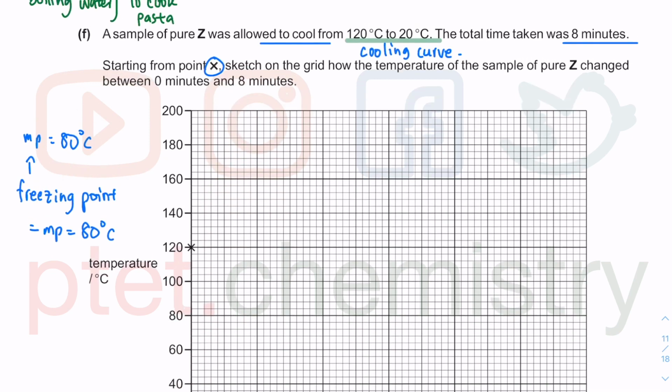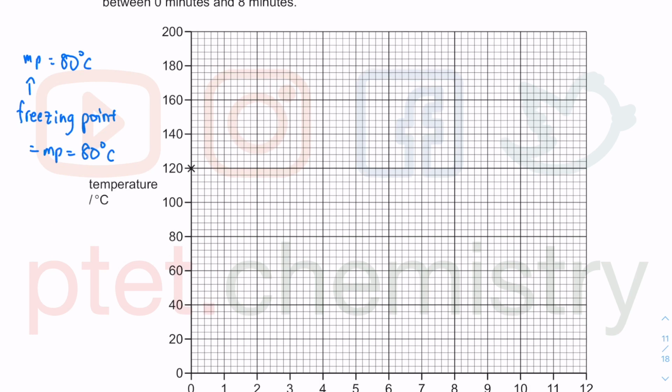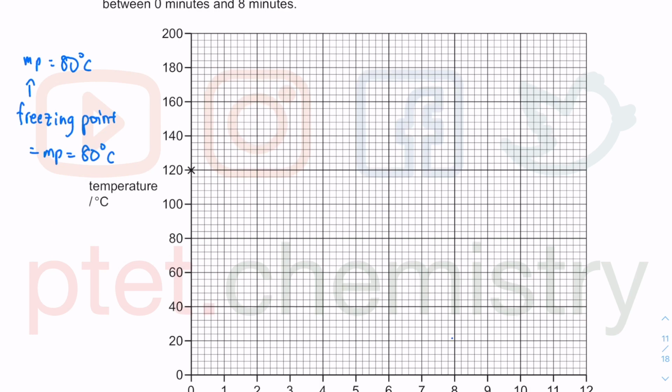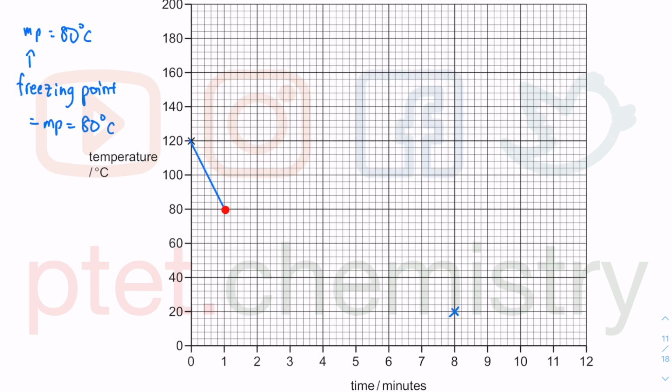How does the temperature change? It was allowed to cool to 20 degrees Celsius, so it must be 20 degrees Celsius by the 8 minutes. And I must have my melting point at 80 degrees Celsius. I guess it doesn't matter if you have it cooling all the way down in the first minute, or a little bit slower like that, but they must come down, and then they will go to a constant line, and then they will come down again.